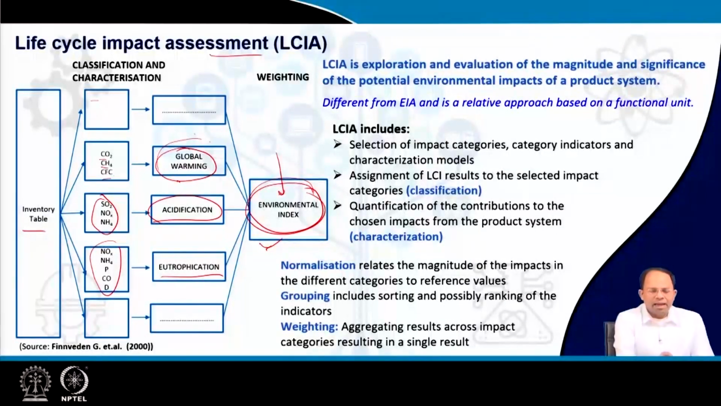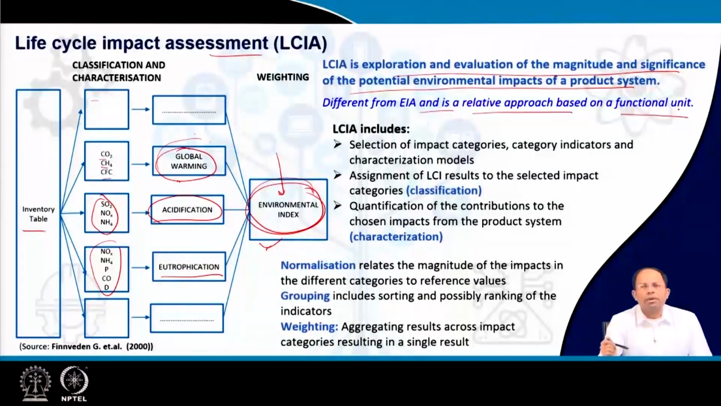So LCIA, Life Cycle Impact Assessment, is an exploration and evaluation of the magnitude and significance of the potential environmental impacts of a product system. This is different from EIA, and this is a relative approach based on a functional unit. EIA gives absolute values, as the impact of a particular project or product, whereas this is a relative approach, similar to the ranking procedures that we have discussed earlier, and it is based on the different functional units that we are considering as per goal and scope.